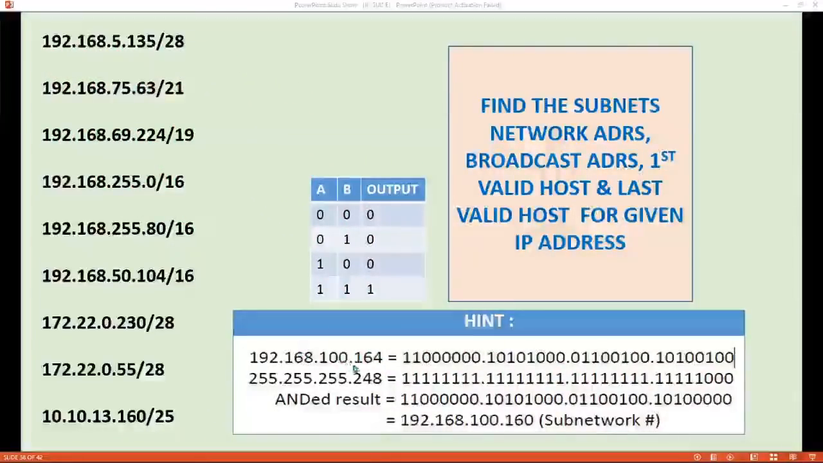192.168.100.164 is going to be written in binary like this. Okay, and the subnet mask, /25, again you can write this subnet mask and convert it into binary. After that, do the AND operation, which means 1 and 1 is 1, and for 0 and 1 it is 0. Likewise, you can perform the AND operation, and after the AND operation you can convert this again into decimal. Okay, and my recommendation is don't try this in the exam hall.